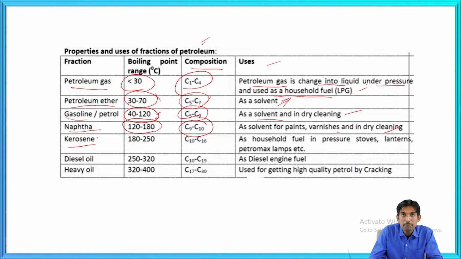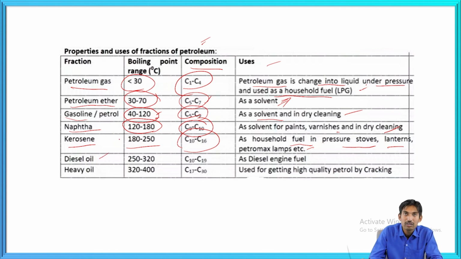Kerosene. The kerosene boiling point is 180 to 250 degrees centigrade. It contains the composition C10 to C16. It is used as household fuel in pressure stoves, lanterns and Petromax lamps, and it can also be used as a solvent in these cases.